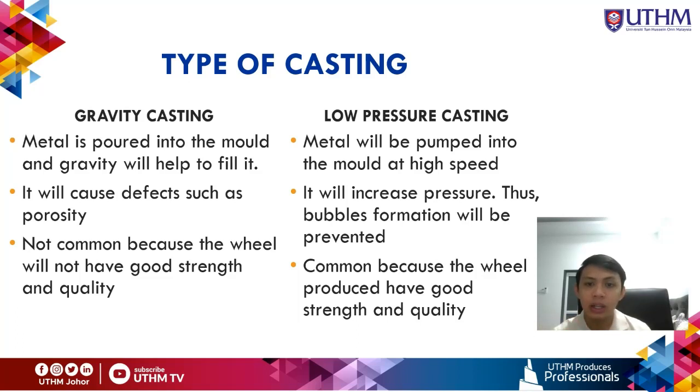By having these defects, the wheel will not have good strength and good quality. So that is why low pressure casting is more preferable. Low pressure casting is where the metal is pumped into the mold at high speed. It will increase the pressure, therefore bubble formation will be prevented. Low pressure casting is common because the wheel has good strength and good quality.